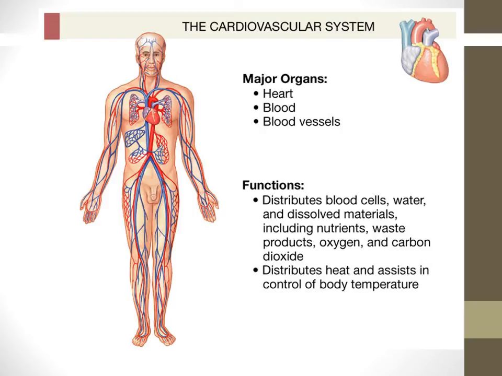The next system is the cardiovascular system, which comprises three major organs: the heart, blood, and blood vessels. Their function is to distribute blood cells, water, and dissolved minerals, which include the nutrients, waste products, oxygen, and carbon dioxide. They also help to distribute heat and assist in control of body temperature.